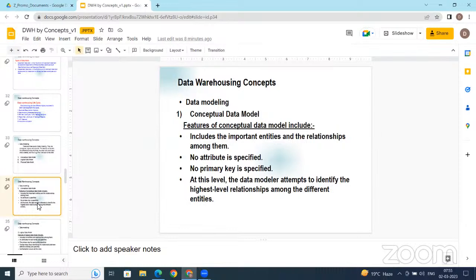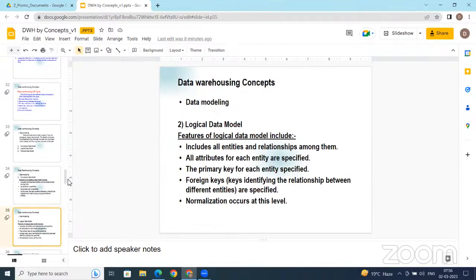In the conceptual data model, we are not defining any columns or any primary key; nothing is defined. At this level, the data model tries to identify the highest level of relationships among the different entities. So here we have high-level information about the data model, how we can store the data, and what the relationships among the tables are. This is the agenda of the conceptual data model.